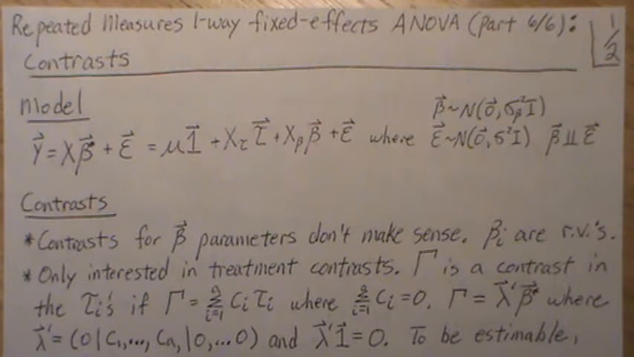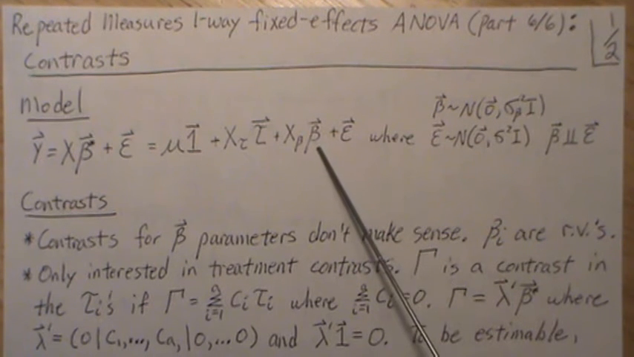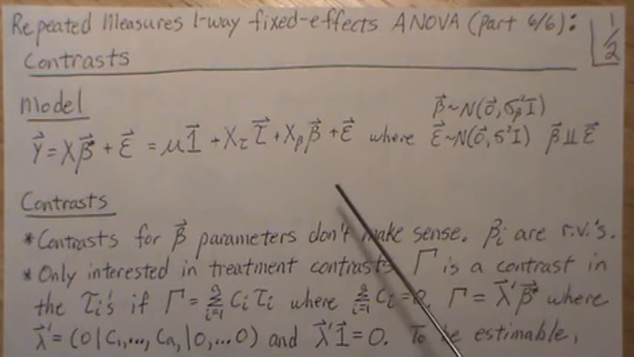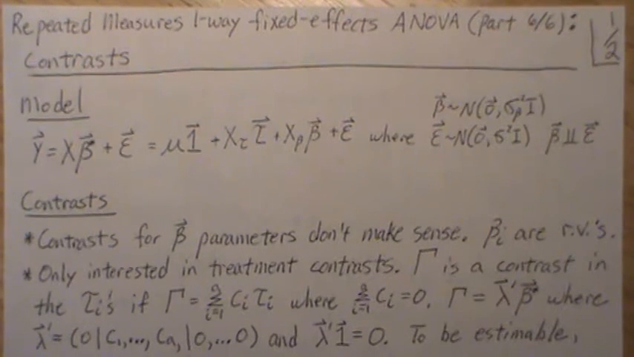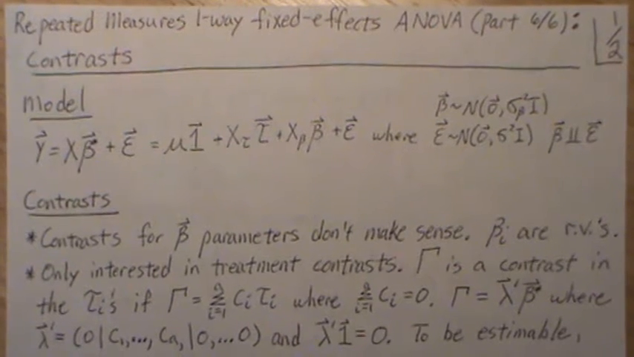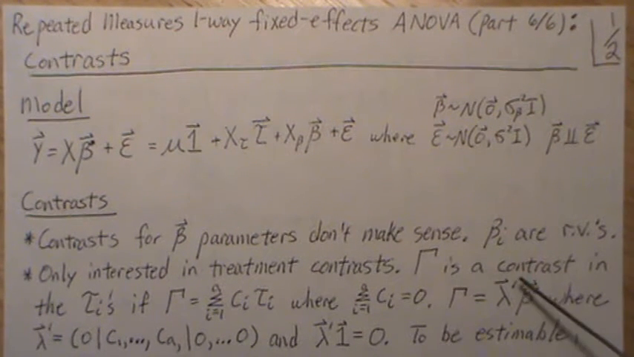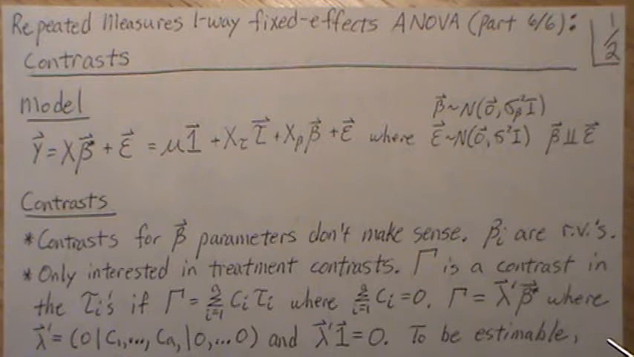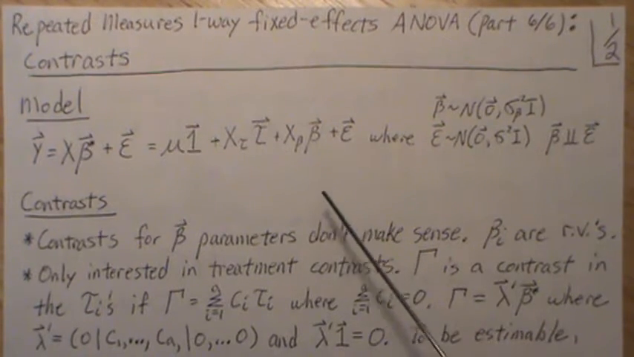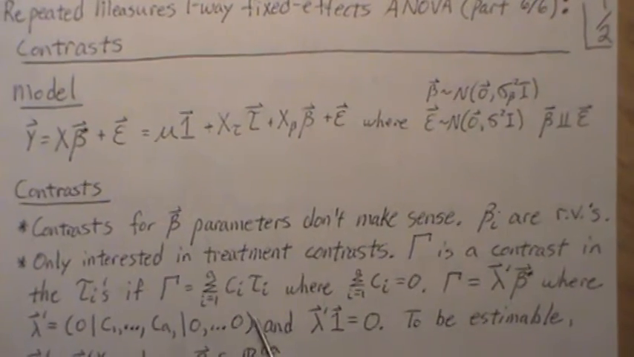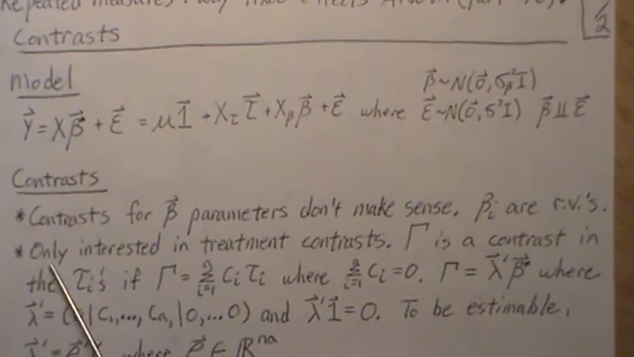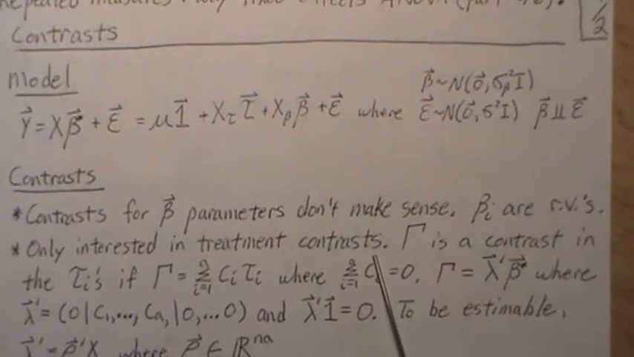Now, contrasts for the beta parameters, so that's these right here. These are the subjects. Now we randomly pick subjects, and so creating linear combinations, or contrasts, for the beta parameters really doesn't make sense. The beta parameters are random variables. They're not constant, fixed unknown parameters that we want to estimate. These are just observations of random variables. So it really doesn't make sense. So we're only interested in treatment contrasts.